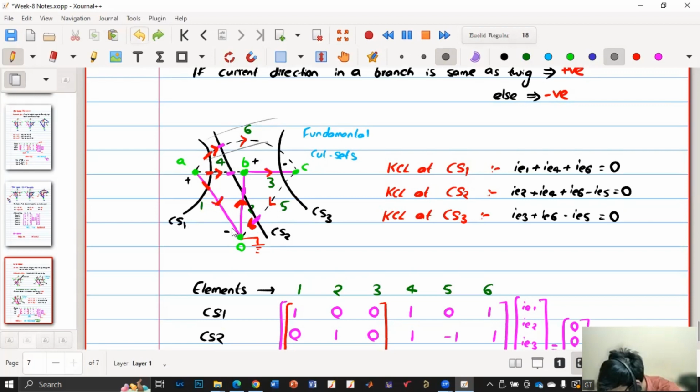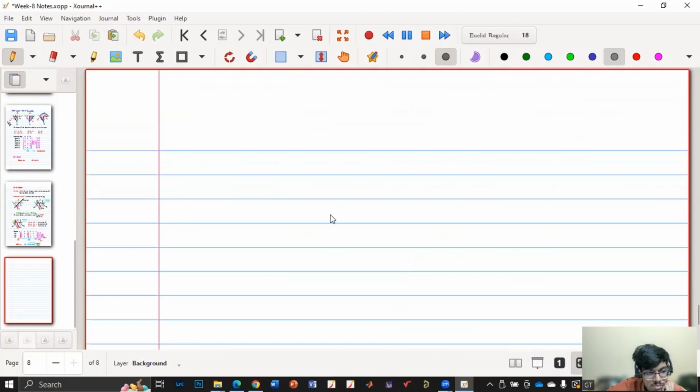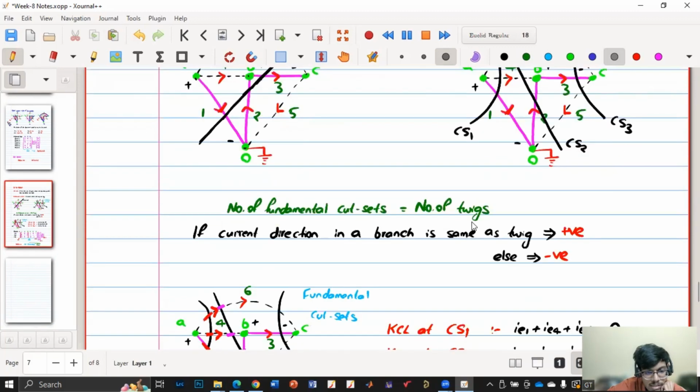Similarly, if I consider cut set 2 and this side of the cut set, you have to see that IE2, IE4, IE6 have the same convention, so they are positive. IE5 has a different direction, so it is negative. Similarly, for cut set 3, I will consider this side of the cut set. IE3 and IE6 have the same convention, so positive. IE5 has the other convention, so negative. Is this part clear, how we are getting KCL at cut set 1, KCL at cut set 2, KCL at cut set 3?